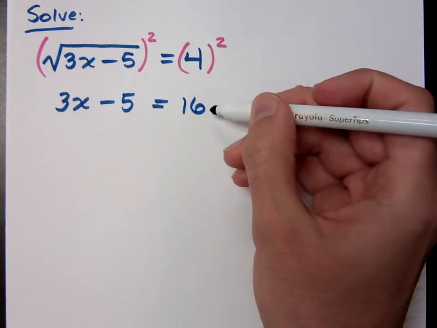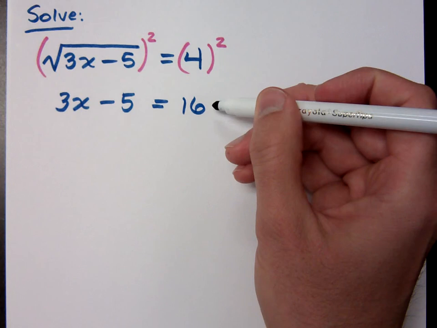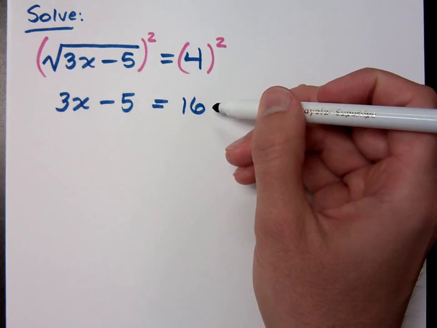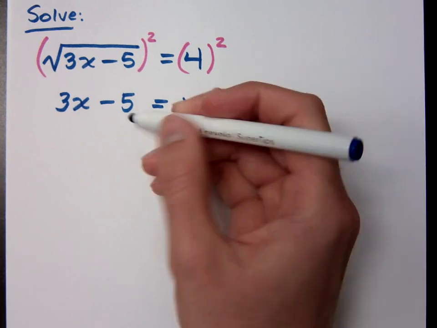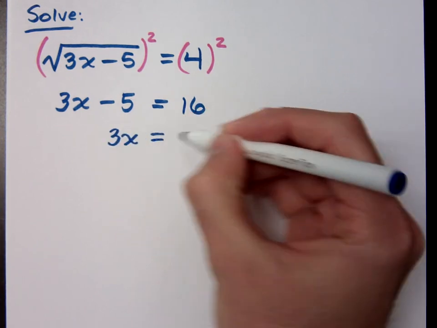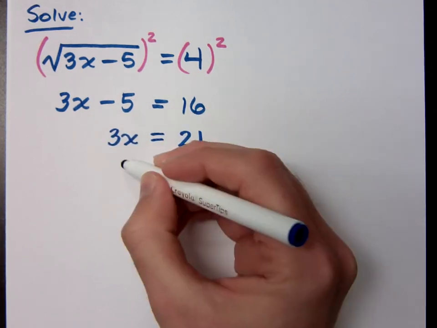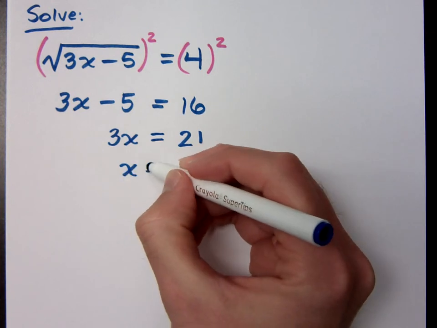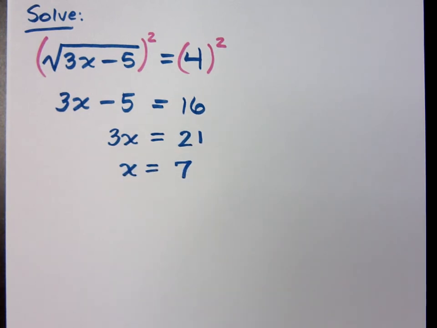Now, is this quadratic or linear? It's linear. So 3x equals 16 plus 5, which is 21. I move the 5 over, I get 3x equals 21, which means x equals how much? 21 divided by 3 is 7.